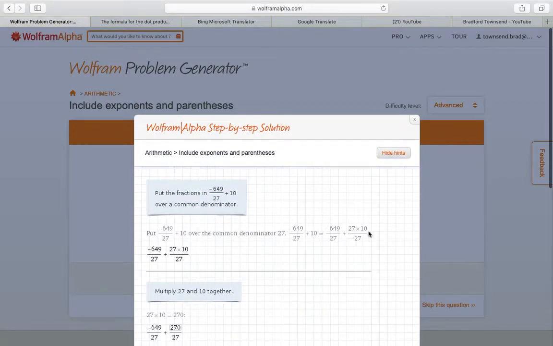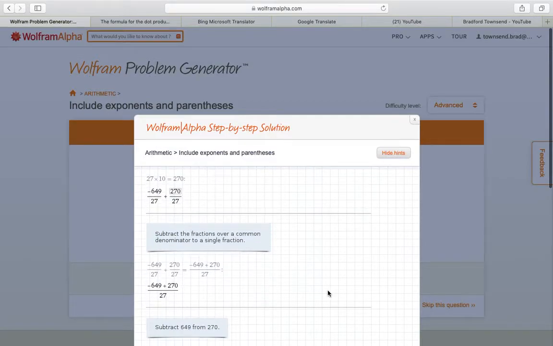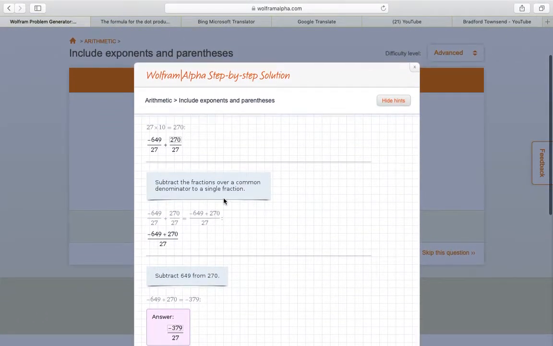And it goes through those steps here. And here's that 270 over 27. We got the least common denominator here. Subtract the fractions over a common denominator to a single fraction. So they're showing you the good steps there. They're doing their job. Okay, so you're going to take this number minus that. So we know there's going to be a 9 in it because 0 doesn't change anything. But this is a little tricky. You got a 7. You're going to be adding here.